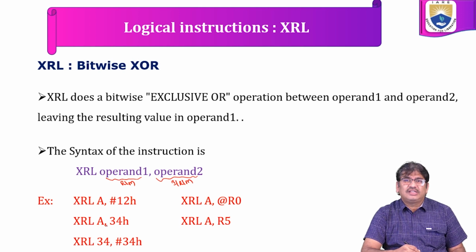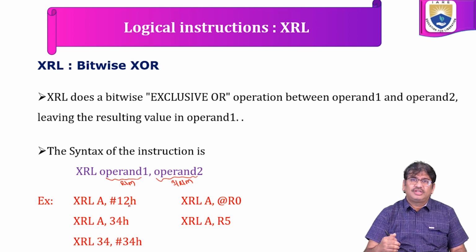The third example is XRL A, 34H. Here the contents of the accumulator will perform logical exclusive OR operation with the 34H memory location, and the result we can see in the accumulator. XRL A, R5. Here the contents of the accumulator will perform logical exclusive OR with the register contents, that is R5, and the result we can see in the accumulator. The last example is XRL 34, #34H. Here the memory contents whose address is 34H will perform the exclusive OR operation bit by bit with the immediate data 34H, and the result we can see in the memory location 34H.